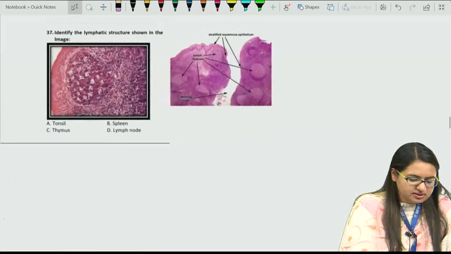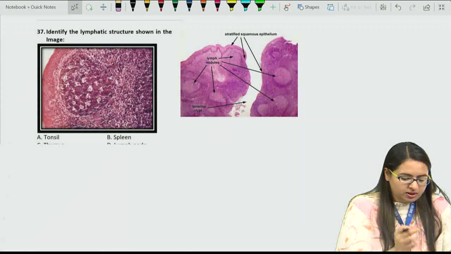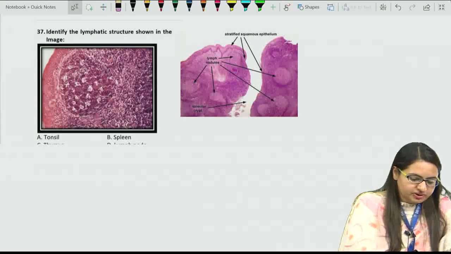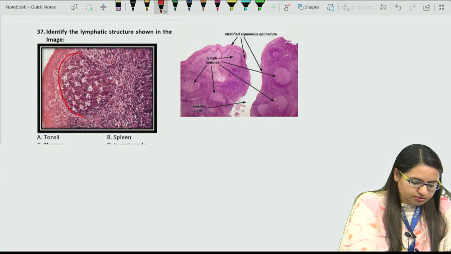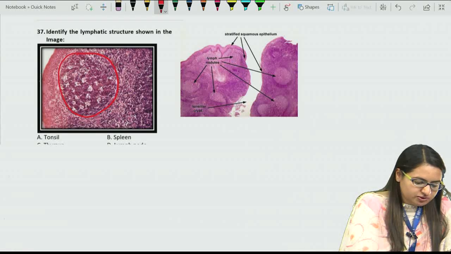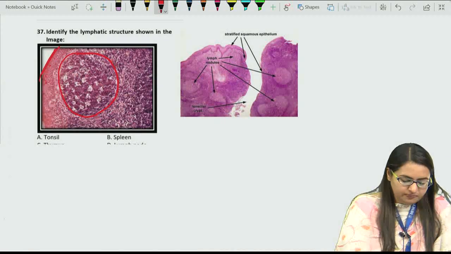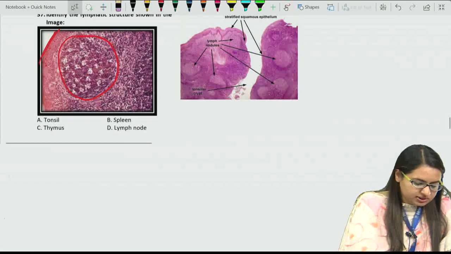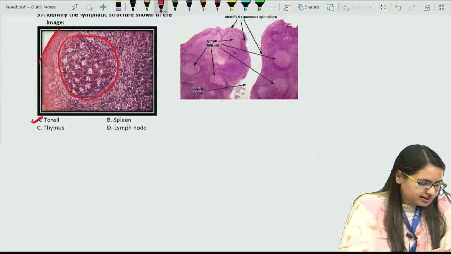Question number 37 says: identify this lymphatic structure. Now in this, we can see a lymphatic nodule present over here, and just above towards the surface we have the epithelium with various nuclei. This is a slide of the tonsil. It is a slide of the tonsil.